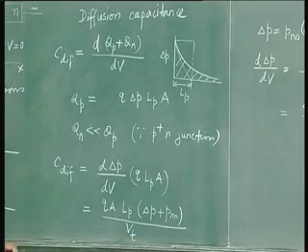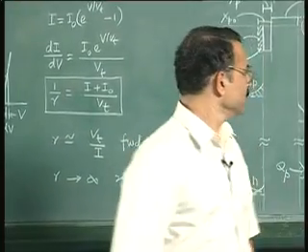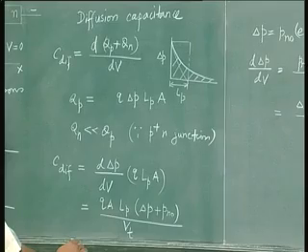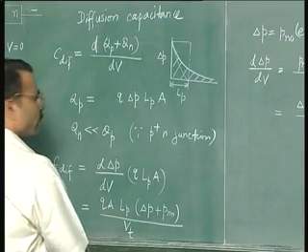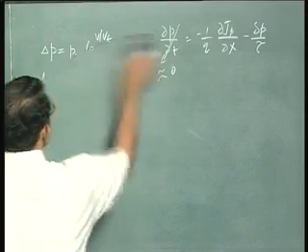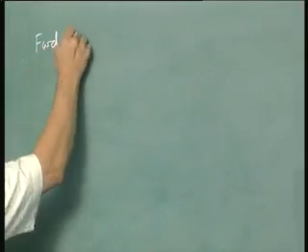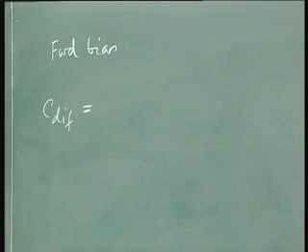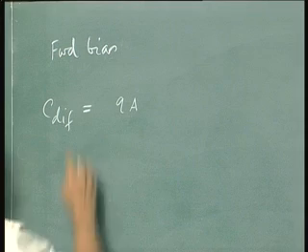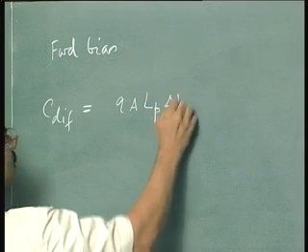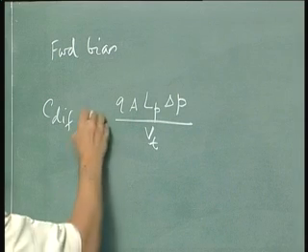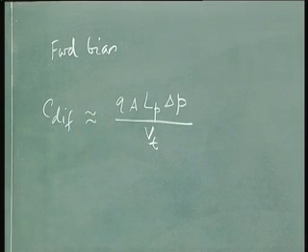Now when you are talking about forward voltages, this delta P is much greater than Pn0. So we can approximate for forward voltage conditions, or for forward bias, the diffusion capacitance C diff is q A Lp delta P upon Vt. This is approximately equal to, since we have neglected Pn0.